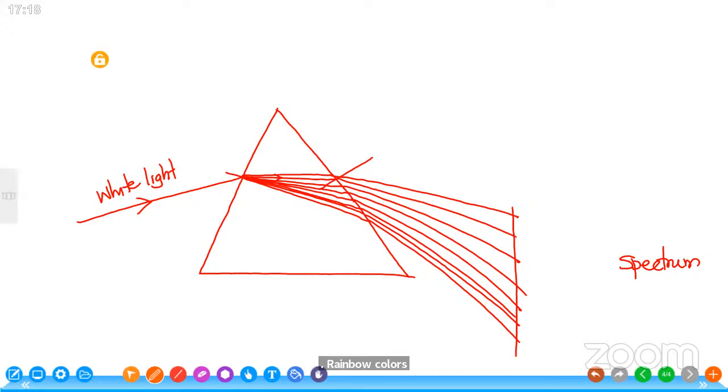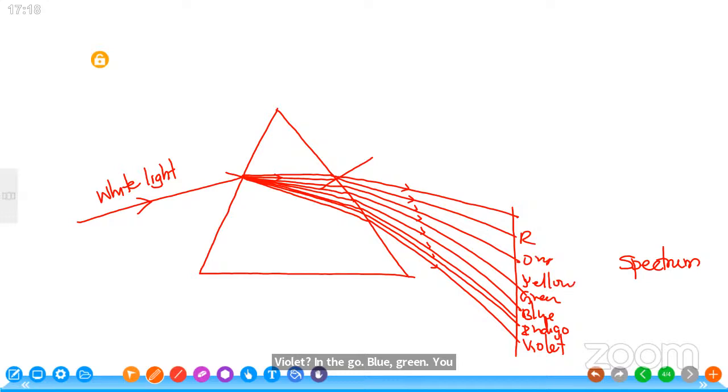What are the rainbow colors seen? VIBGYO. Violet, indigo, blue, green, yellow, orange, and red.